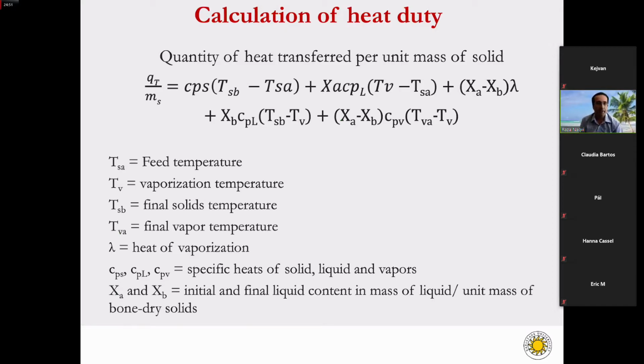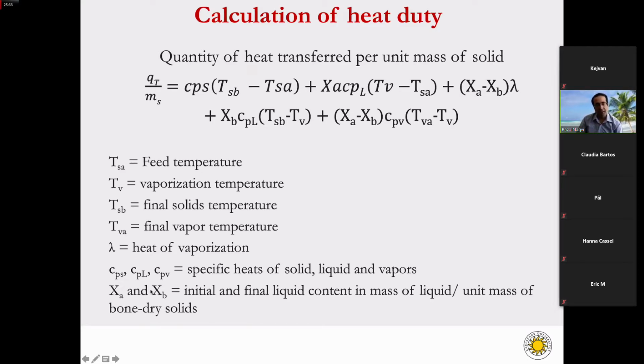This is a basic energy balance equation that we use in order to calculate the heat duty. In this equation, we have QT over MS, which is the quantity of heat transferred per unit mass of the solid. So we have to calculate in terms of specific heat, and we also calculate the latent heats. TSA is the feed temperature, TV is the vaporization temperature, TSV is the final solid temperature, TV is the final vapor temperature, lambda is the heat of vaporization, and then we have the specific heats for the solid, the liquid, and the vapors.